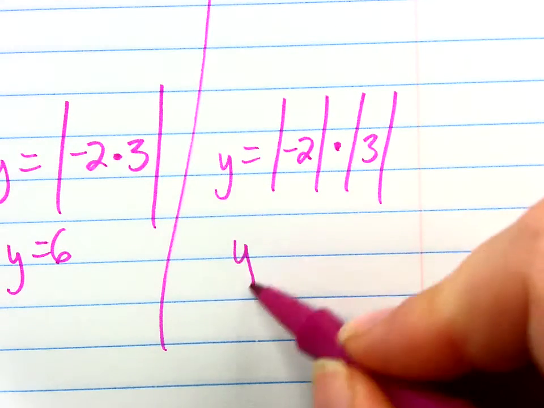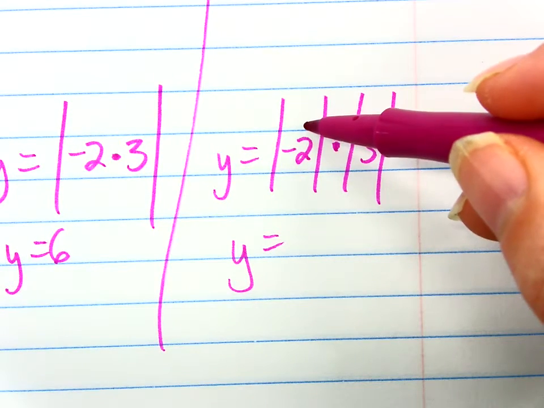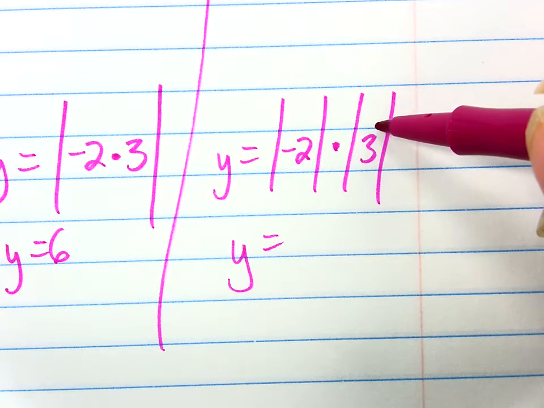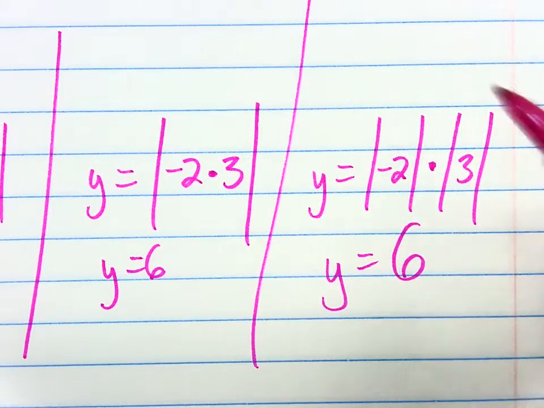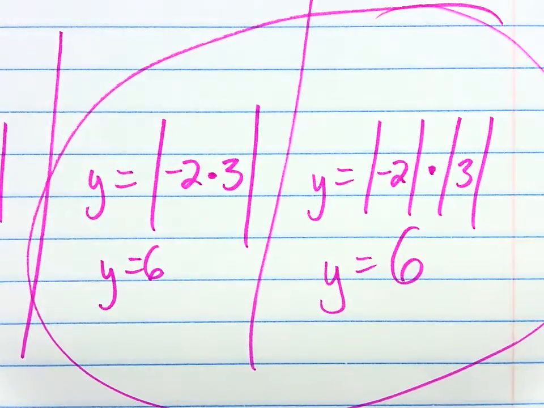Right? Check out what I'm going to end up with. Absolute value of 2 is 2, absolute value of 3 is 3, and 2 times 3 is still 6. So these two are exactly the same. Does that make sense? So I have multiplication within an absolute value. I can break it into 2 absolute values.